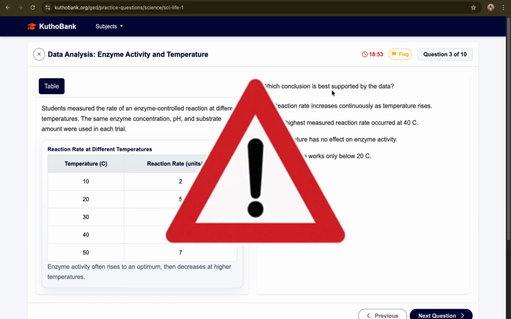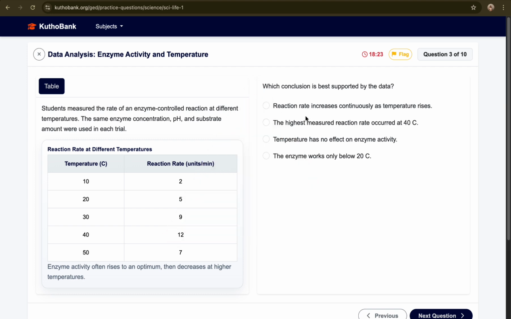If the data does not support it, do not choose it. Even if it sounds correct, it can still be wrong. This is a very common trap students fall into. I hope you are not. Let's check choices one by one.